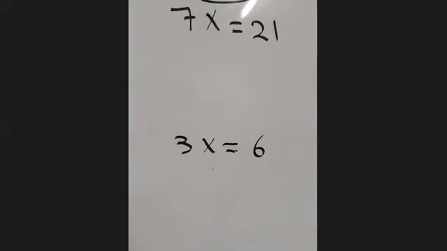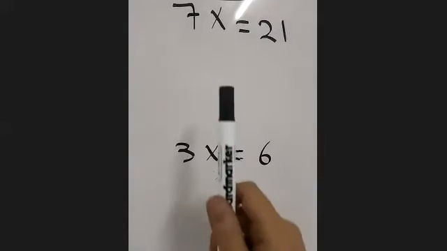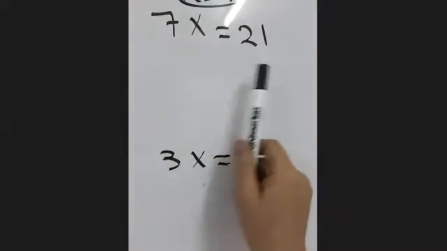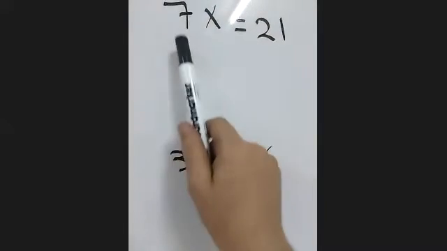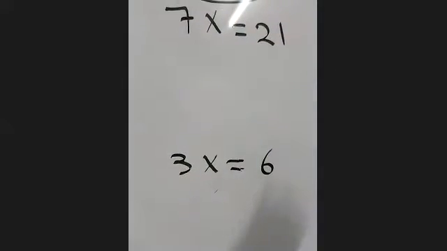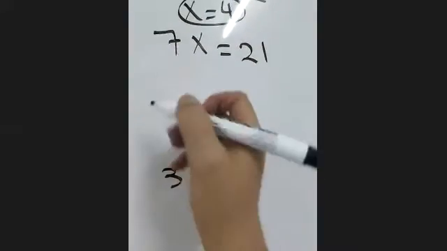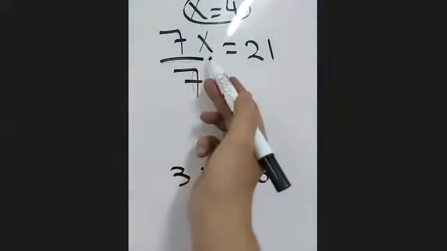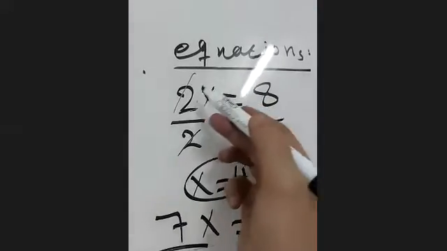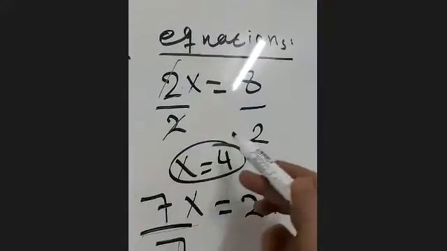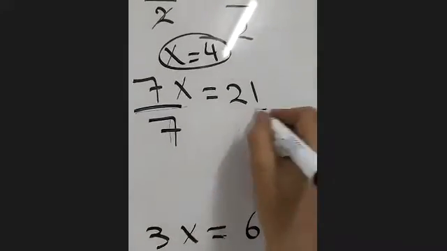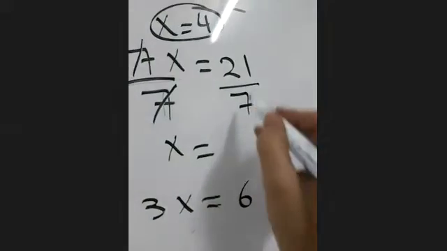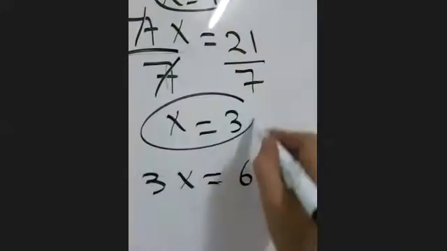Here, for example, guys, Abdullah, remove your hand. Here, for example, 7x equals 21. 7x equals 21 means 7 multiply x equals 21. Now, to find the answer of x, we can divide both sides by the same number which is multiplied by x. Here we have 7. Before we had 2 beside x, so I divided by 2 on both sides. Now we have 7, so I will divide by 7 on both sides. Like this, I cross the 7s. Then x equals 21 divided by 7, which is 3.